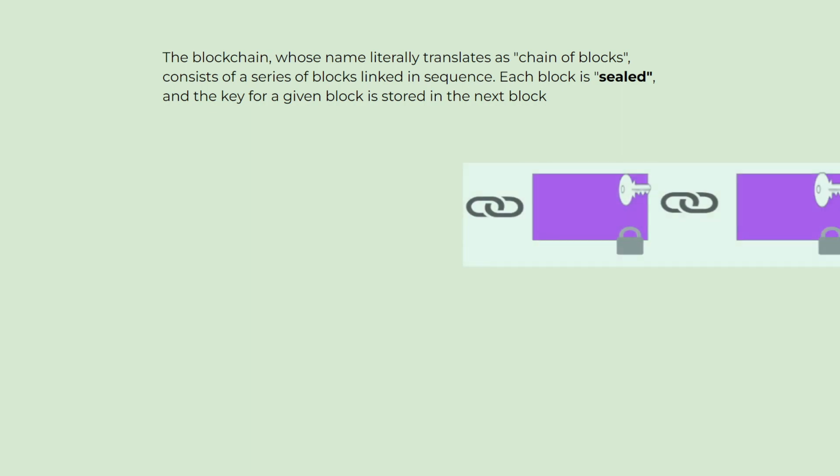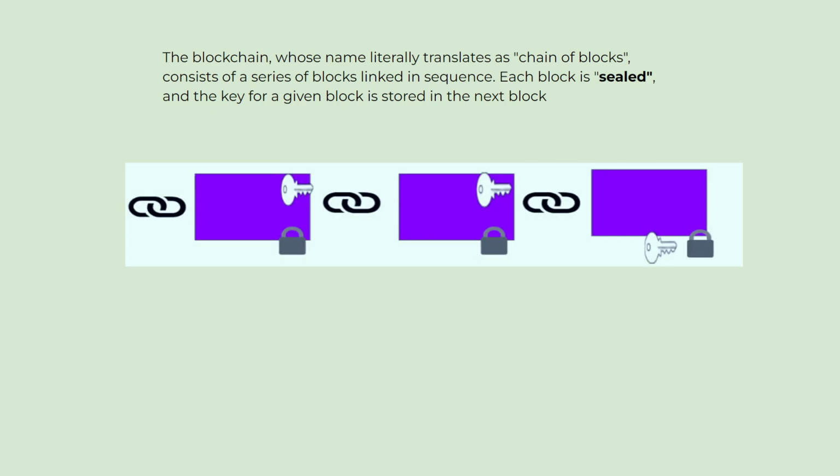To better visualize this concept, imagine a block that, once filled with the necessary information, is closed with a key. The key used to seal it is then integrated into the next block. Once this second block is also filled in and sealed, its key will be incorporated into the third block, and so on. This key, as we shall see, is actually what is known as a hash.